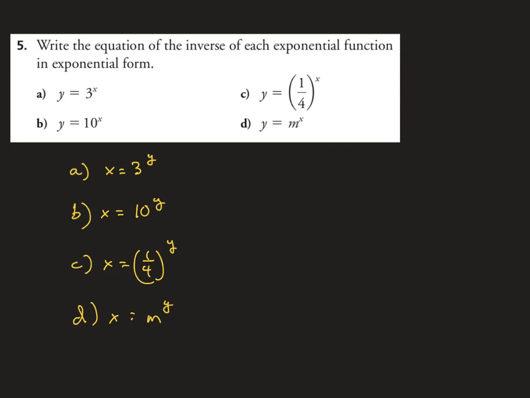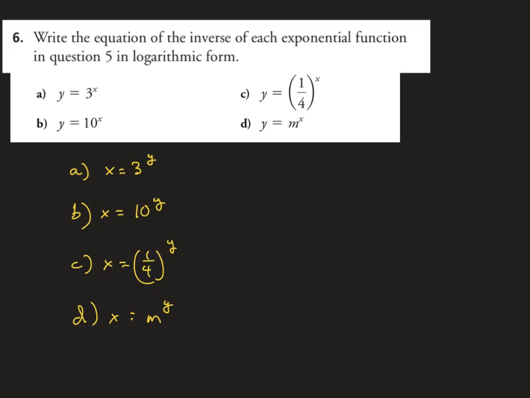As you can see, these are all in exponential form, and they're definitely the inverse because we switched the x and the y values. All right, number 6 says, write the equation of the inverse of each exponential function in question 5 in logarithmic form this time. All right, the logarithmic form. So for A, we're going to say y equals the log with the base 3 of x.